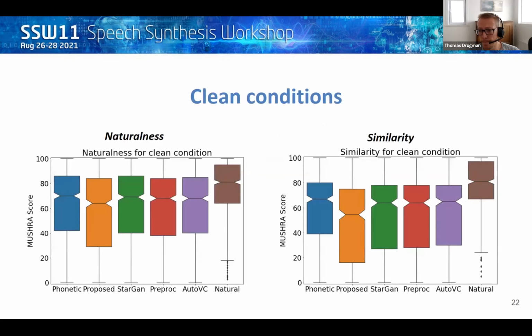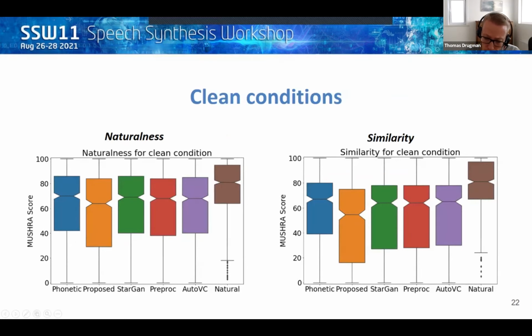So results, first in clean conditions. Those are the two dimensions, naturalness here and similarity, and you have the MUSHRA scores. For phonetic, in blue on the left, which is the oracle for VoiceY, then you have proposed in orange, which is VoiceY itself, and the 3 baselines: StarGAN pre-processing on top of AutoVC, and AutoVC. And finally, the last system is the natural human recordings. And as you can see in clean condition, actually we are worse compared to the baselines, right? So we are doing worse.